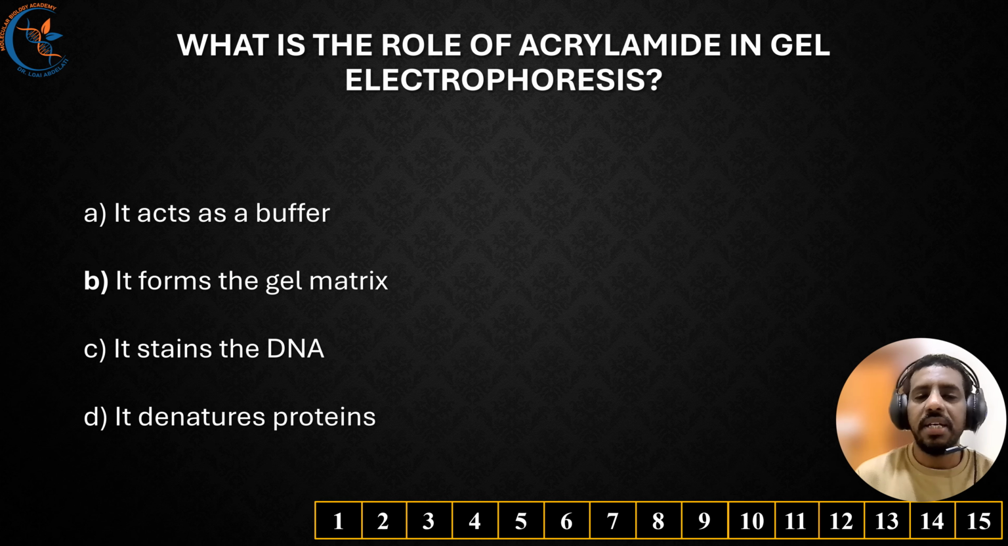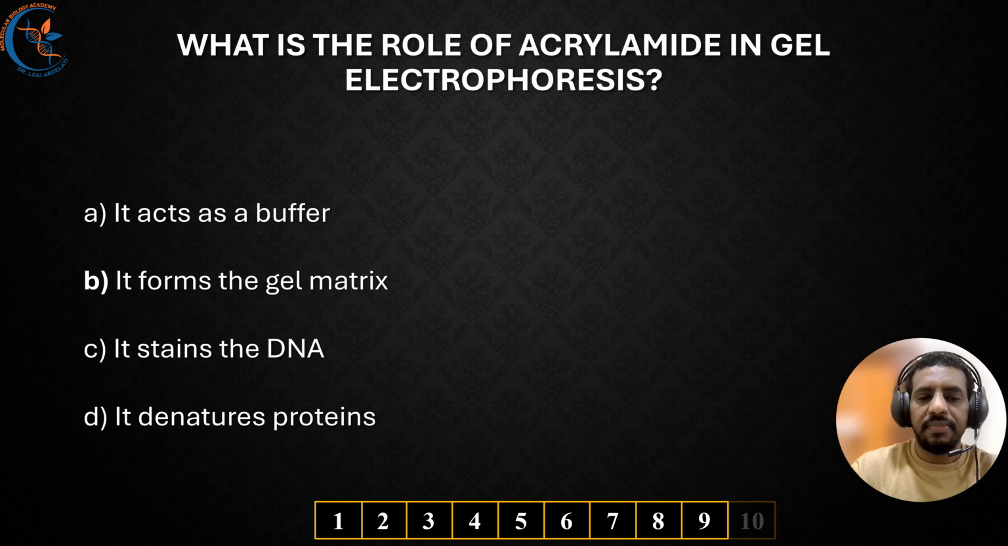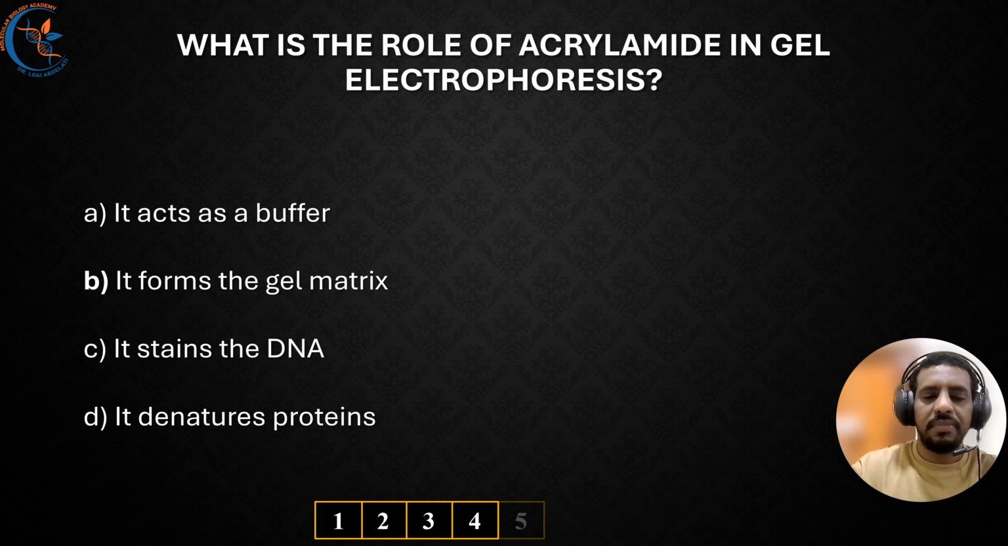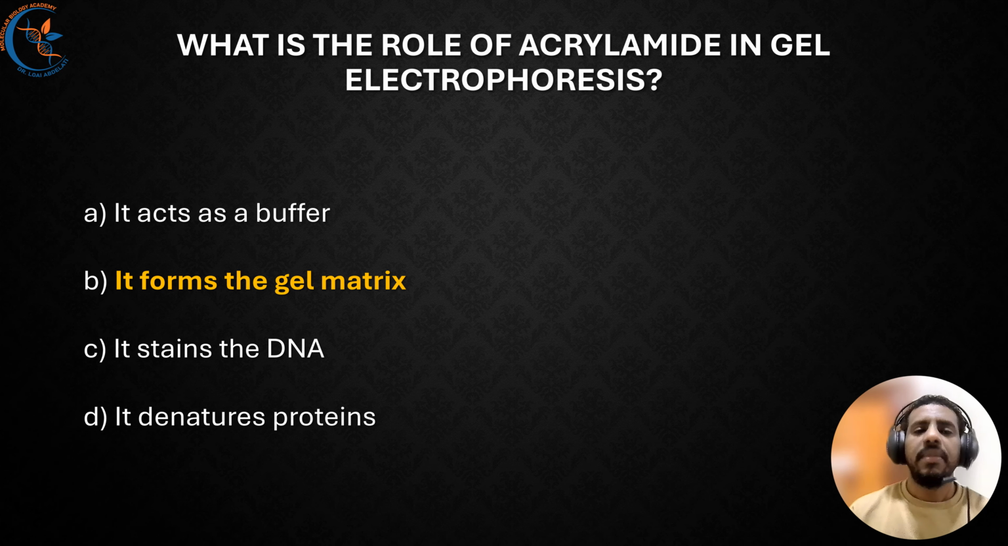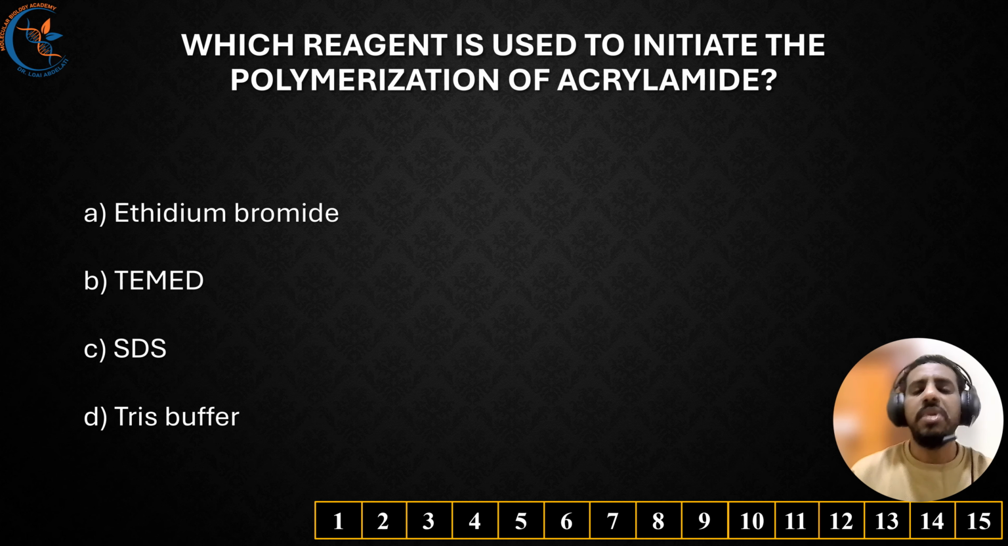The question here is, what is the role of acrylamide in gel electrophoresis? The correct answer is to form the gel matrix. Actually, acrylamide polymerizes to form the gel matrix that separates molecules based on size. All right, the next question here.